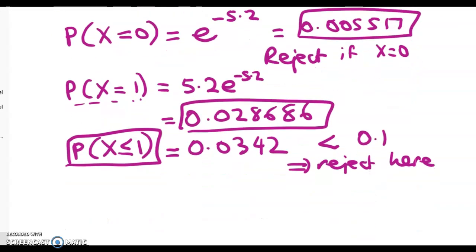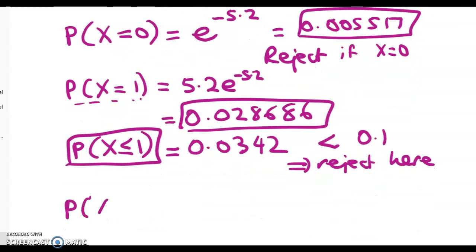Now what about if we get a white blood cell count number of 2? Well, the probability of getting exactly 2 is this.